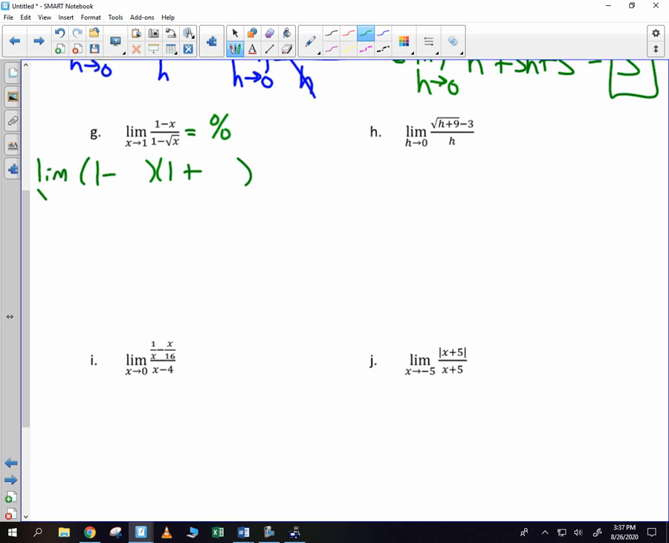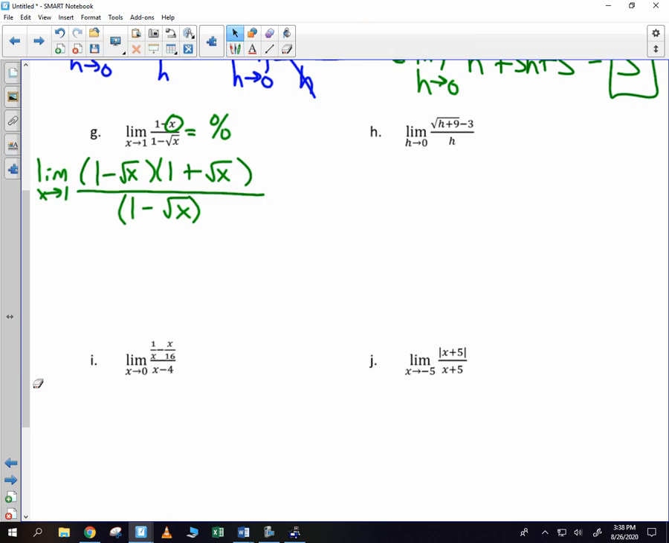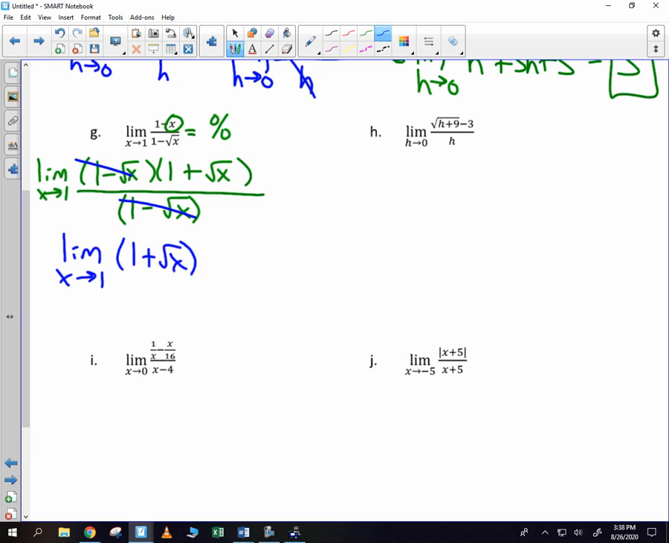Limit as x goes to 1. At the bottom we'll have 1 minus the root of x. Well, all we need to know is what do you multiply to get x? Like if it was x squared, you would put x and x. But since it's x, we put the square root of x and the square root of x, because the square root of x times the square root of x is x. Notice what happens. These cancel. So you have the limit as x goes to 1 of 1 plus the root of x. Plug in your 1 and you get dos, which is Spanish for 2.